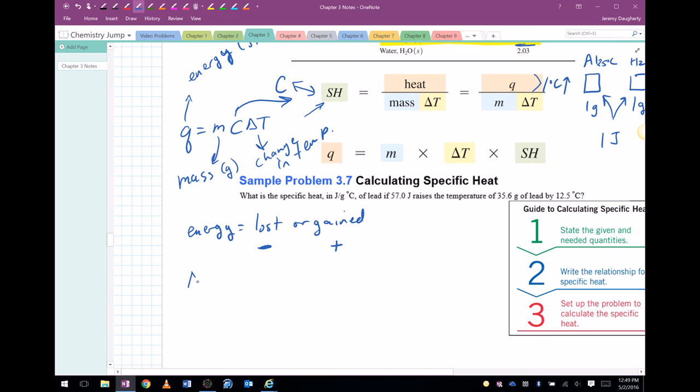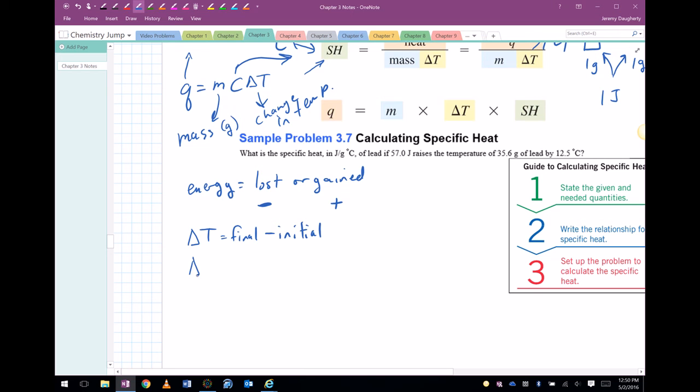Now delta T, and you should know this, but I'll just remind you, delta is always final minus initial. There's only one instance where it's not. You'll learn about that in AP Chemistry. But delta is almost always final minus initial. Now, a change in temperature of degrees Celsius is equal to a change in temperature of Kelvin. So if it goes up 5 degrees Celsius, it's also going to go up 5 Kelvin.